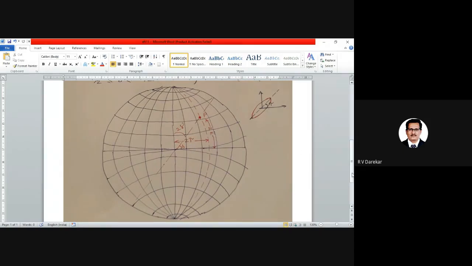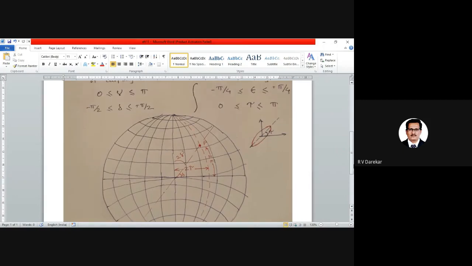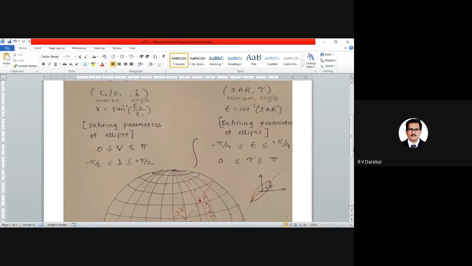How can I calculate the value of tau and epsilon? Here, as the diagram is indicating, it consists of an equation. Epsilon can be calculated as the cot inverse of plus or minus AR. Now, what is this AR? AR is nothing but the axial ratio.